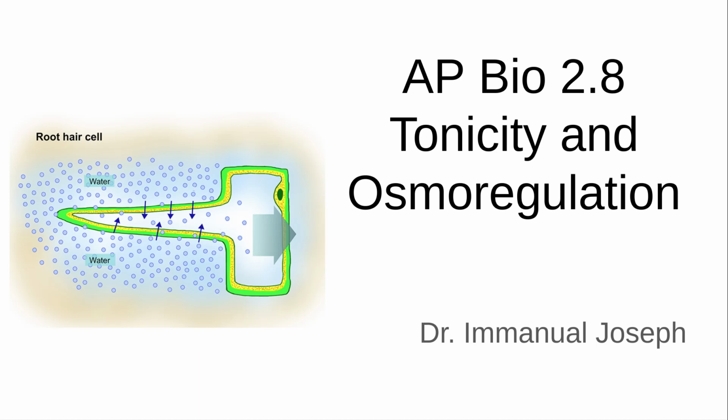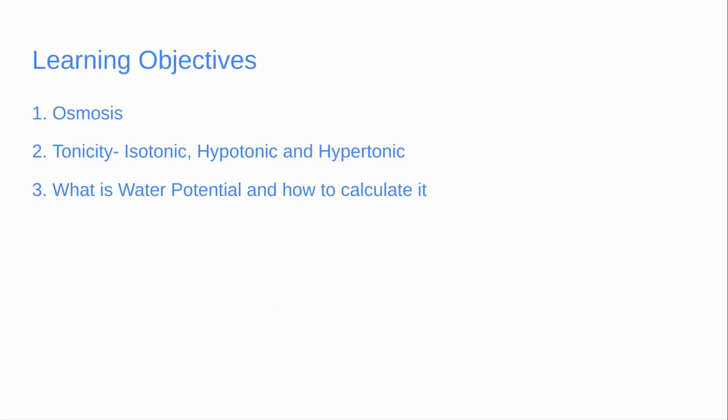Welcome to AP Biology 2.8, Tonicity and Osmoregulation. This is Dr. Joseph. In this chapter, we are going to study osmosis, which is the movement of water across a semi-permeable membrane. And we are also going to study tonicities, what isotonic, hypotonic, and hypertonic mean. And finally, we are going to look at water potential and look at an example on how to calculate it.